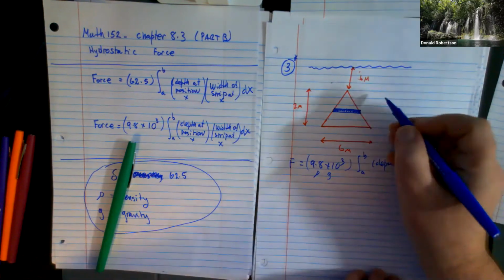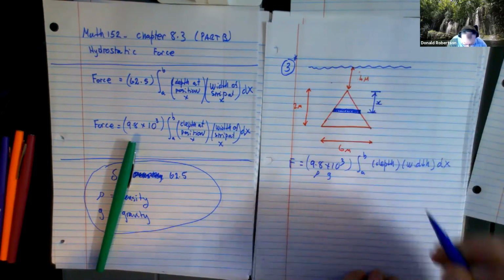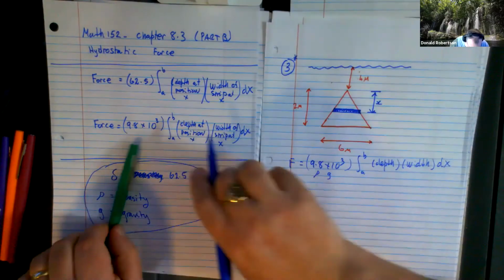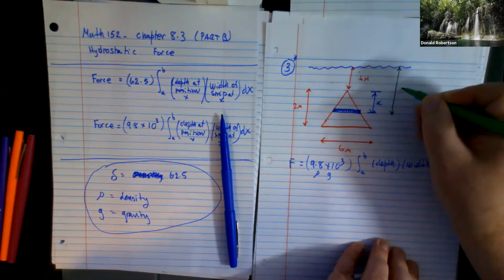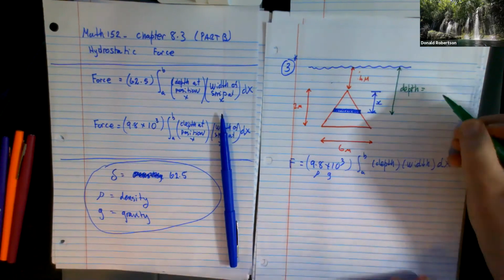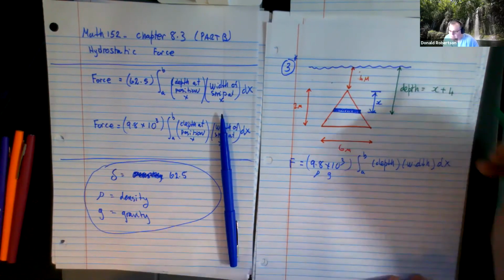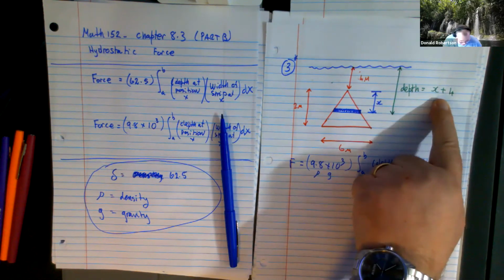I'm going to call the distance from here to the strip, the top of the shape to the strip, I'm going to call that x. And so the depth is going to be this distance. And would you agree that the depth is x plus 4? Have you noticed that the way I do these questions, the depth is always x plus 2, x plus 4, x plus 10, right? Depends how far under the water the top of the shape is, right? So that shouldn't be an issue.